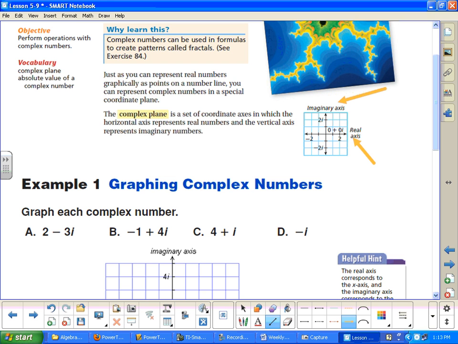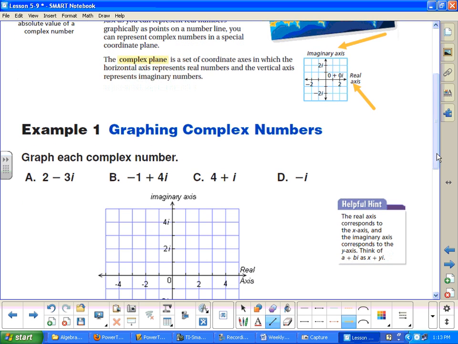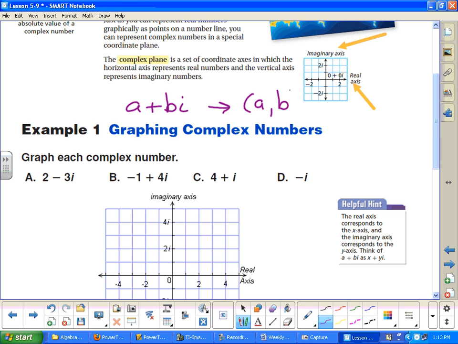So when we graph complex numbers, we graph them exactly like we would a regular coordinate point, where the value of A is our real part, and the value of B is the imaginary part. So if I have a plus bi as my complex number, I'm basically going to plot the point A comma B, right? Where A is our real part and B is the imaginary part.